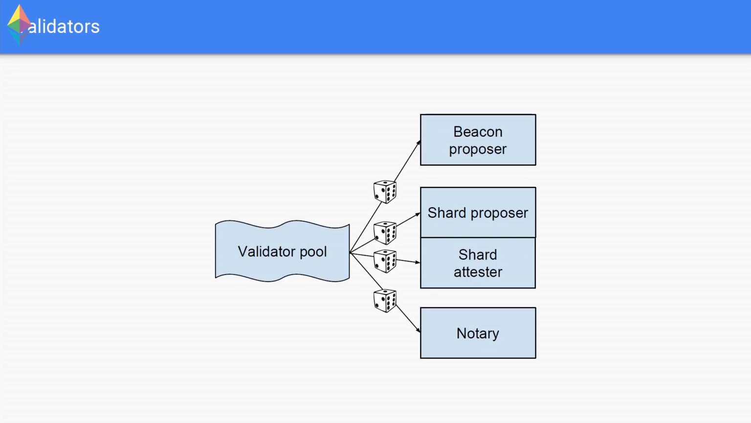OK, so once you're in the validator pool, you will be assigned on a randomized basis various roles. You can be assigned as a beacon proposer, so basically extending and maintaining the beacon chain, which is this common infrastructure for all the shards. Or you might be called upon as a shard proposer or attester. So that's the same thing for the beacon chain, but this time for the shards, so that the shards can progress and grow. And then there's this final role, which is the role of a notary. And notaries kind of provide the glue between the shards and the beacon chain.